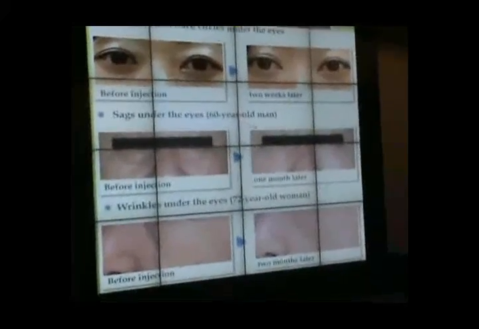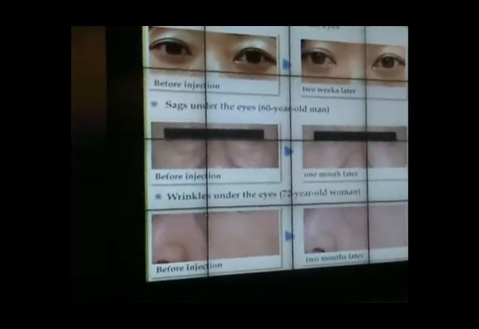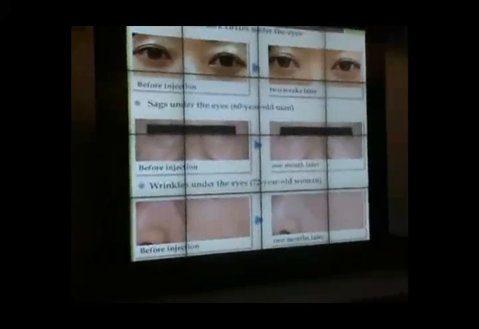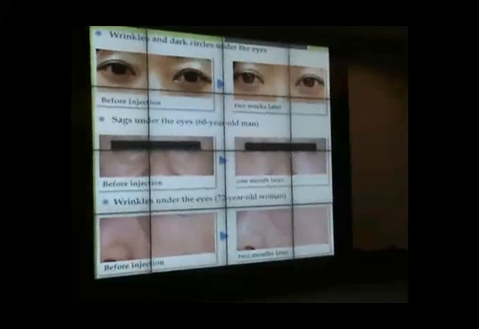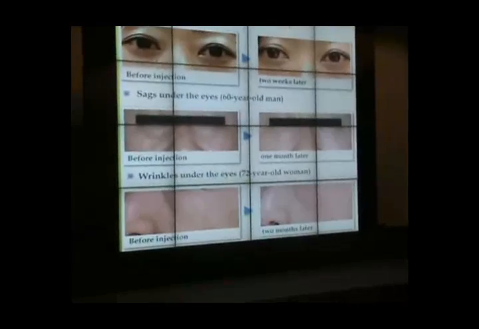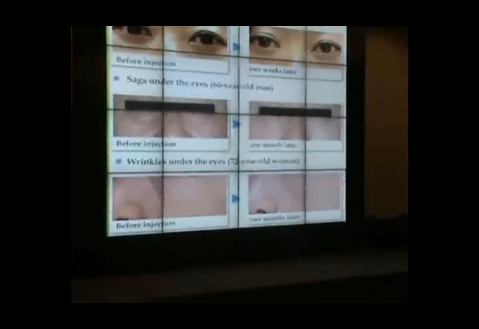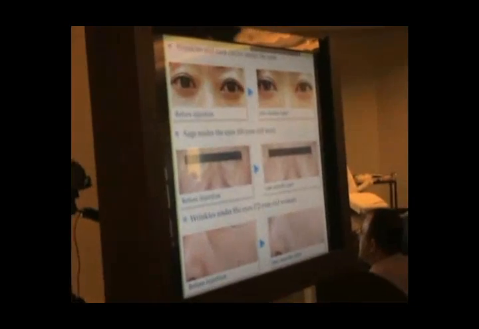This is a 60-year-old gentleman just before injection and just 1 month after. Another example of the nasolabial fold and wrinkles under the eyes of a 72-year-old woman just before injection and 2 months later on.